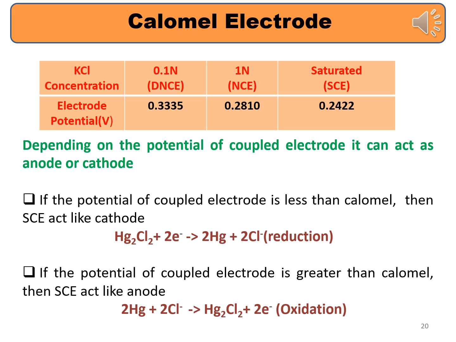Depending on the potential of the coupled electrode, the calomel electrode can act as either anode or cathode. If the potential of the coupled electrode is less than calomel, then the calomel electrode will be acting like a cathode and undergo a reduction reaction, Hg2Cl2 plus 2 electrons gives 2Hg plus 2Cl minus. And if the potential of the coupled electrode is greater than calomel, then the calomel electrode will be acting like an anode and undergo an oxidation reaction, 2Hg plus 2Cl minus gives Hg2Cl2 plus 2 electrons.